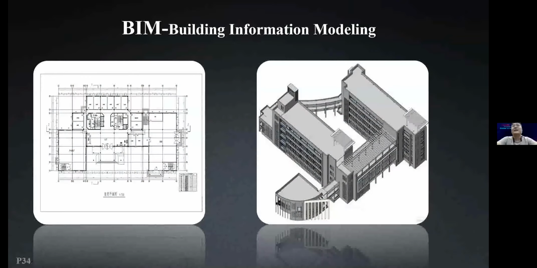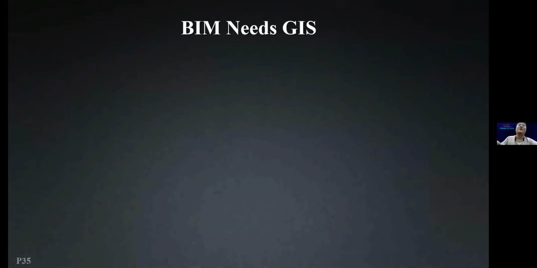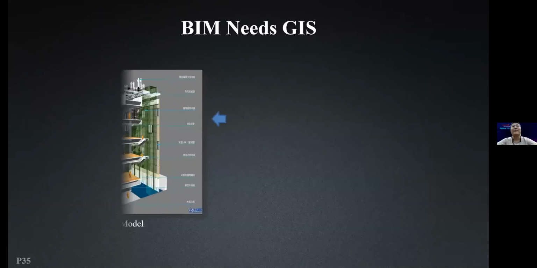Okay, and next important 3D data source is the BIM. BIM means Building Information Modeling. I think all of you already know it. BIM is a very important and popular method to design the building, and the architecture designer will use the BIM to design the building. I mean, instead of just using the CAD data.